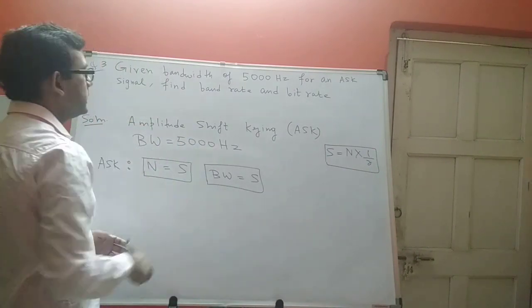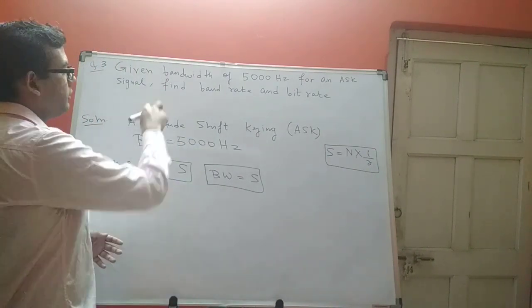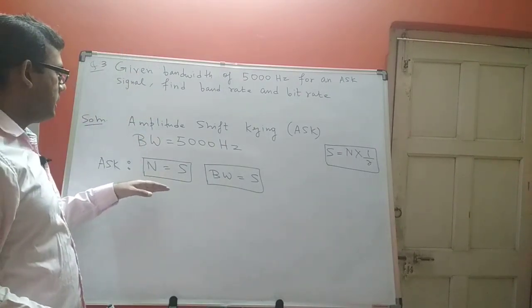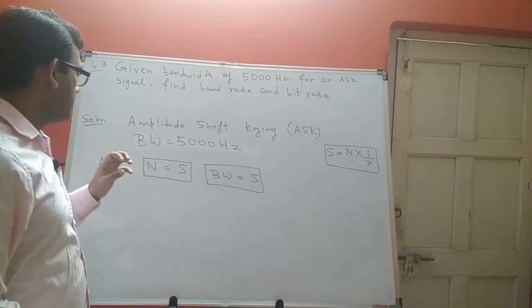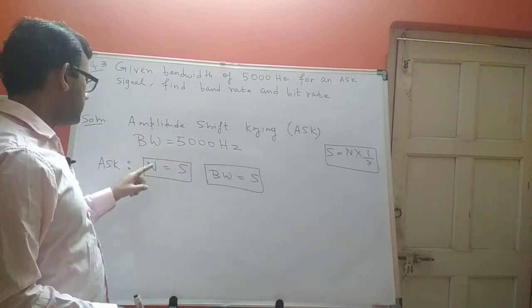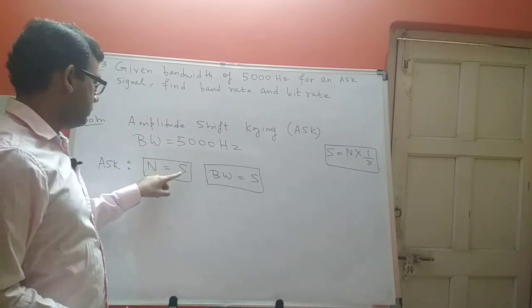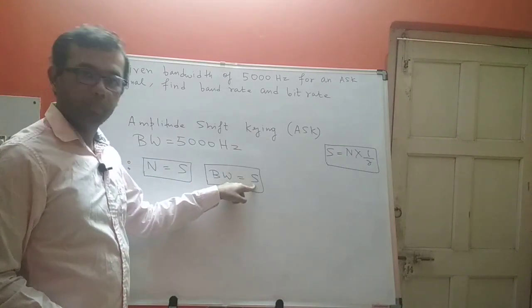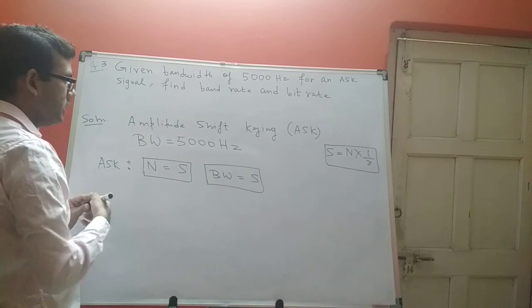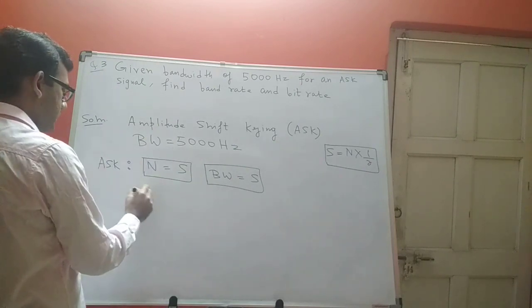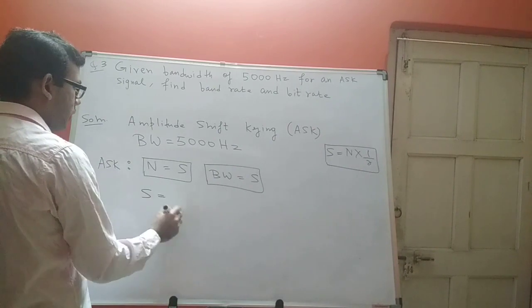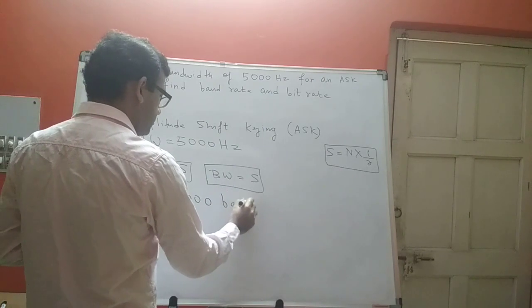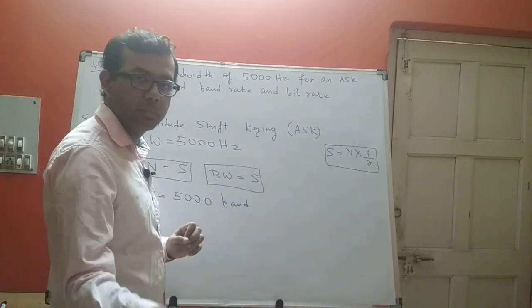Okay, so the bandwidth that has been given to us is 5000 hertz, and we have been asked to find the baud rate and bit rate. So previously we saw the relation between bandwidth, baud rate and bit rate for an ASK system. Remember, for an ASK system, your baud rate and your bit rate are same. Your bandwidth is same as the baud rate. Now, since I have been given the bandwidth of 5000 hertz, I can easily conclude that my baud rate is 5000 as well. I can write 5000 baud, or I can write 5000 signals per second.